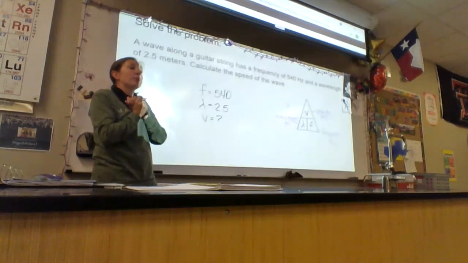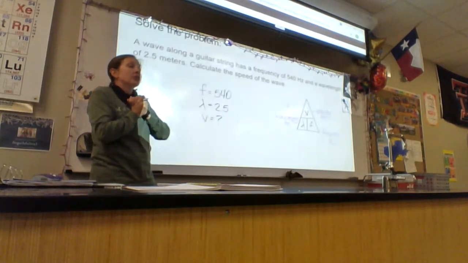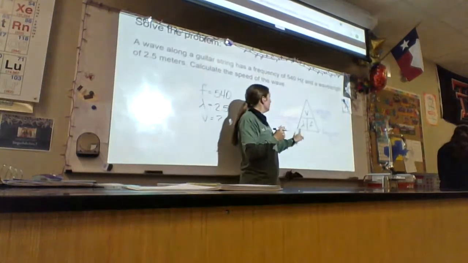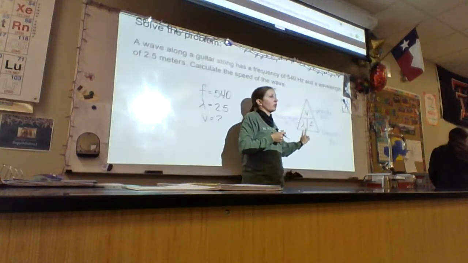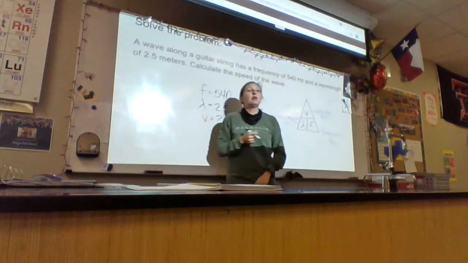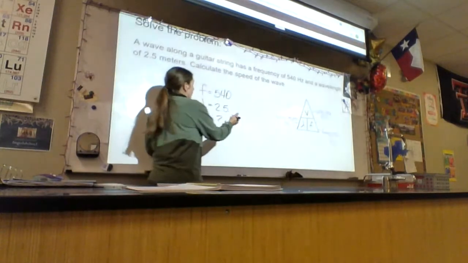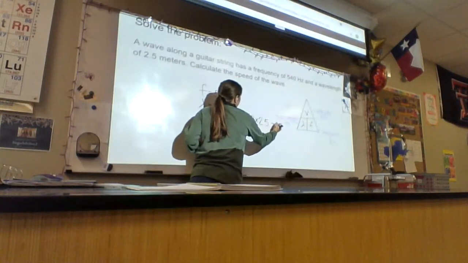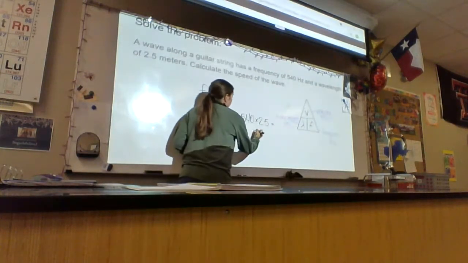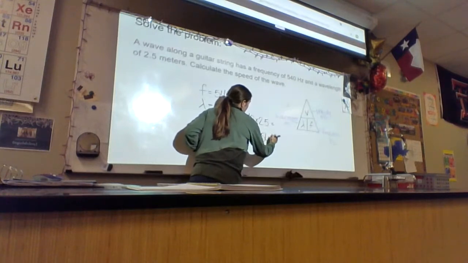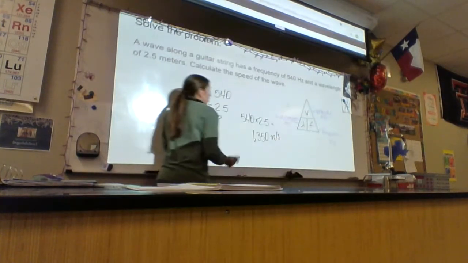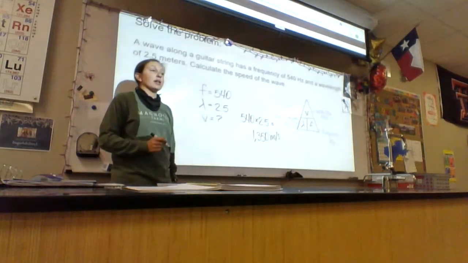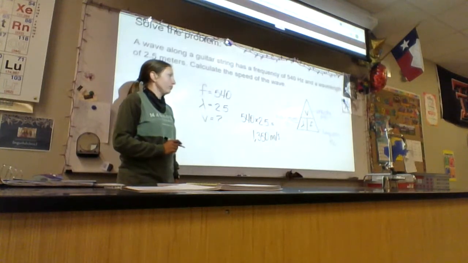Okay, and just for review purposes, I'm going to slow this down and show you what we do. So I know frequency, I know wavelength. I look at my triangle, wavelength and frequency are beside each other, so what does that mean I got to do with my math? I'm going to multiply. So for this one, I would do 540 times 2.5. The answer is 1,350 meters per second. And it is meters per second because we're looking for V, and we know that velocity is measured in m/s, meters per second.